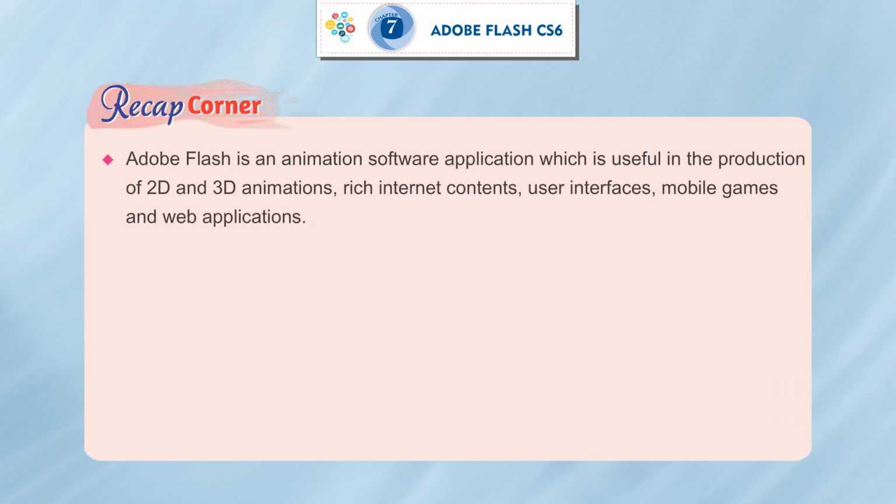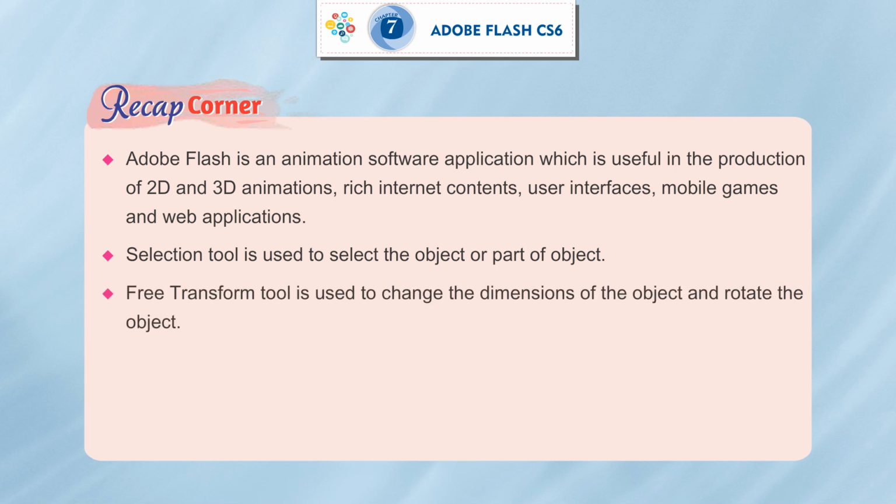Recap corner. Adobe Flash is an animation software application which is useful in the production of 2D and 3D animations, rich internet contents, user interfaces, mobile games, and web applications. Selection tool is used to select the object or part of object. Free transform tool is used to change the dimensions of the object and rotate the object.